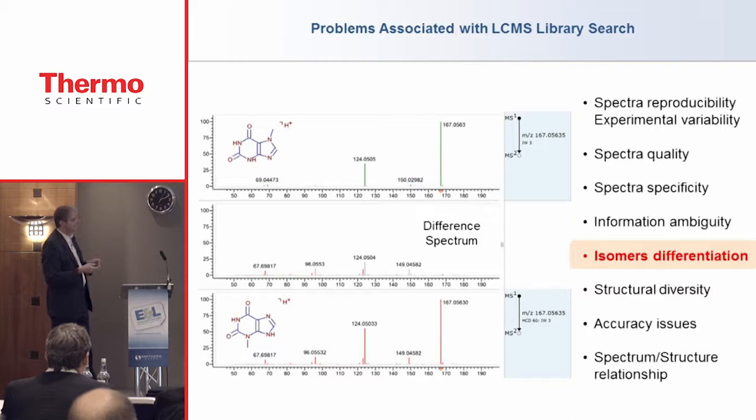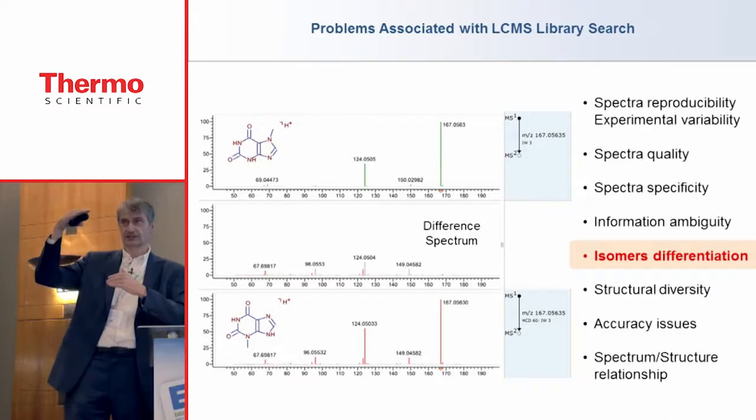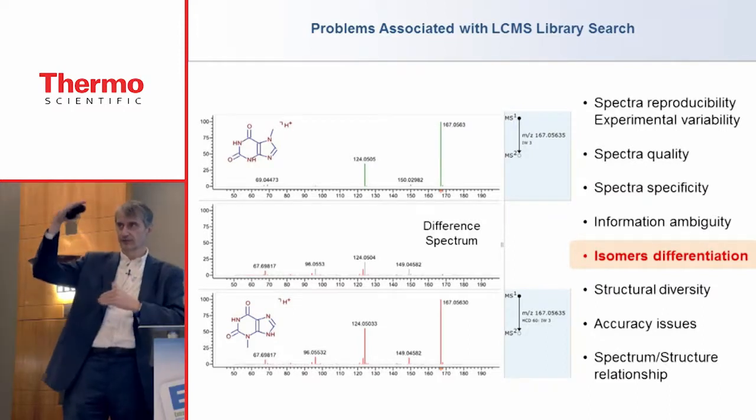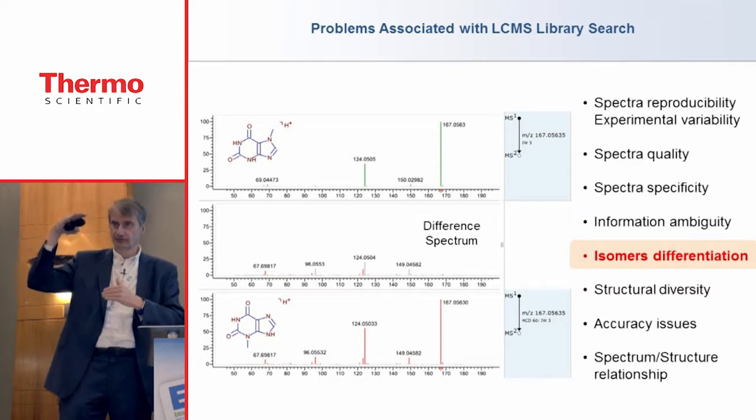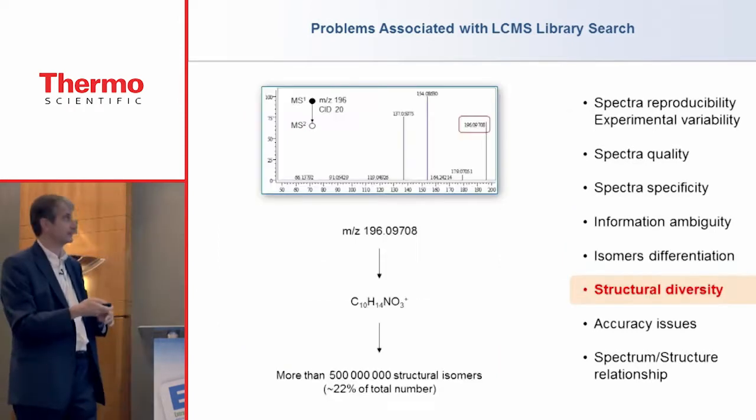Then there is isomer differentiation. We have two different compounds. Yes, very similar, but still different. Spectra are almost indistinguishable. So you have to be very careful if you get a library spectrum as a hit. If you get a hit list, is the first compound truly your compound? So you always have to be skeptical.